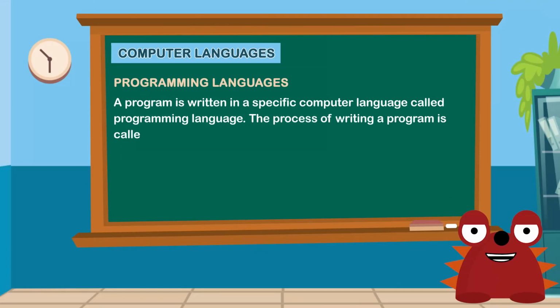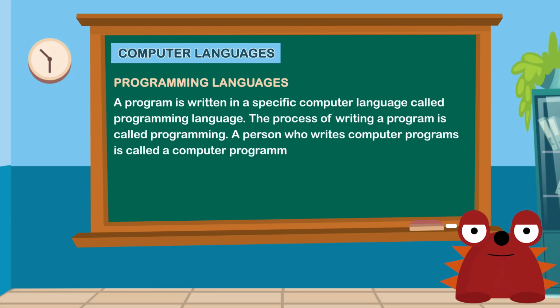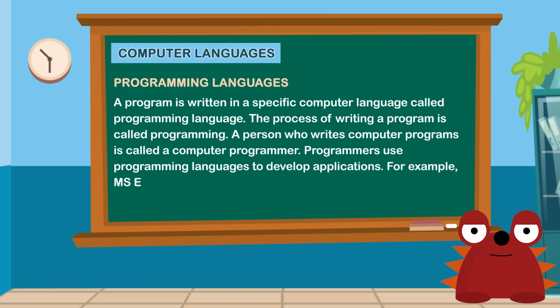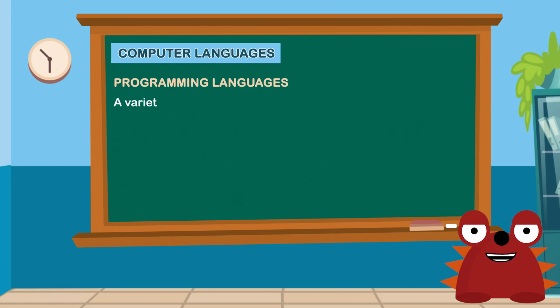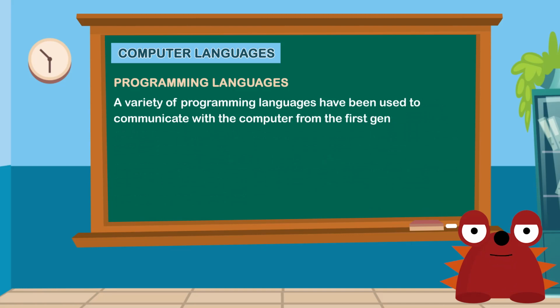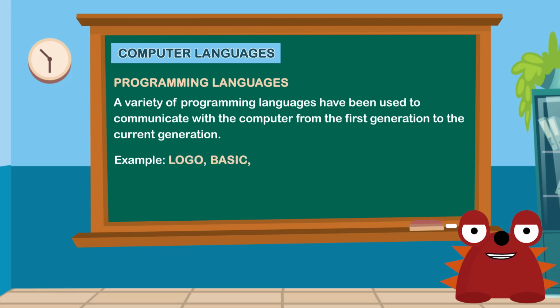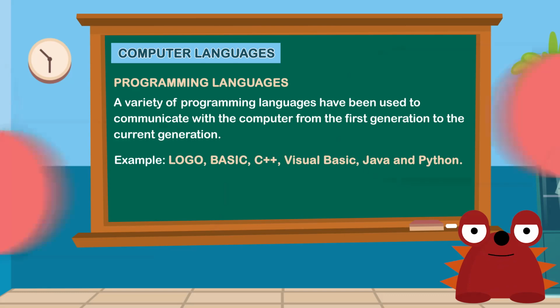The process of writing a program is called programming, and a person who writes computer programs is called a computer programmer. Programmers use programming languages to develop applications. For example, MS Excel is a set of programs developed using a specific programming language. A variety of programming languages have been used to communicate with the computer from the first generation to the current generation. For example, Logo, Basic, C++, Visual Basic, Java, and Python.